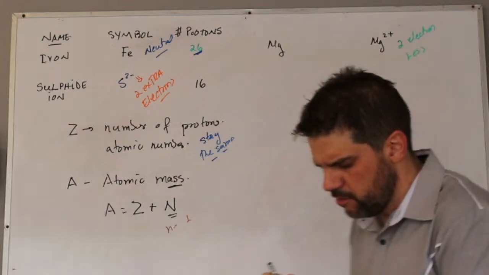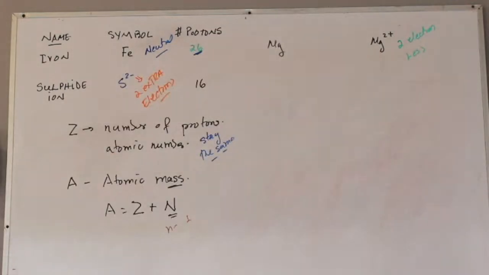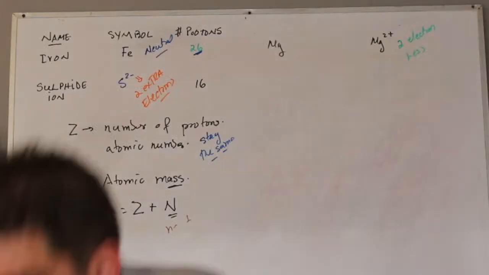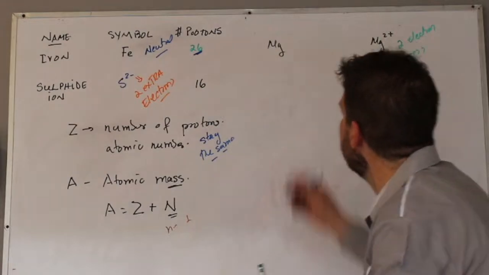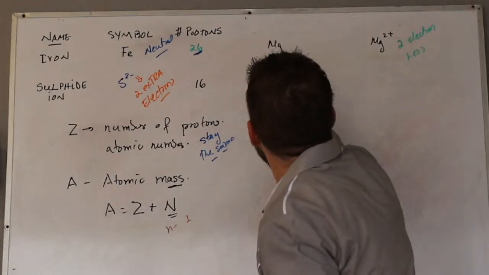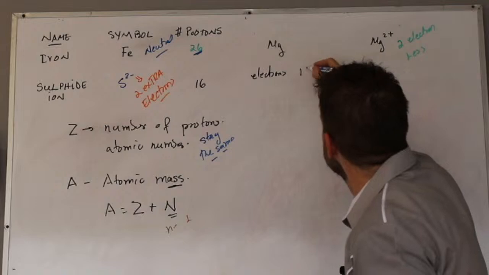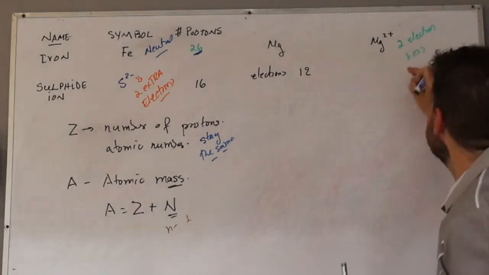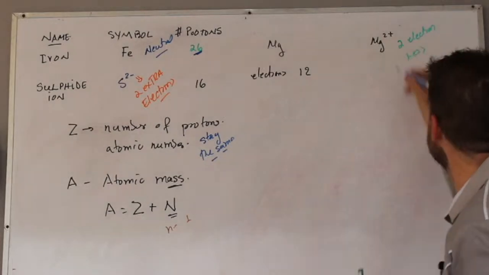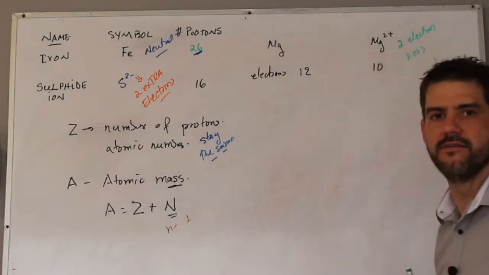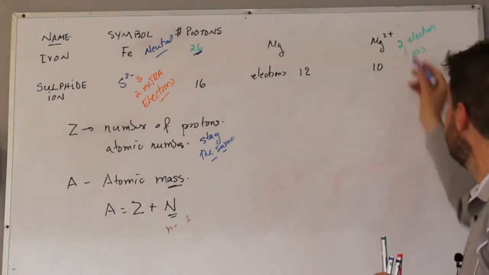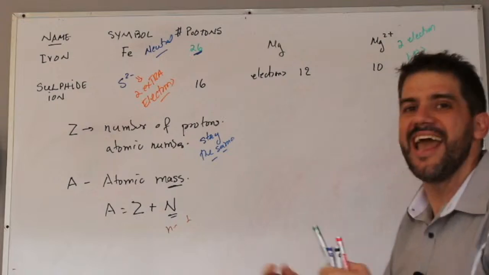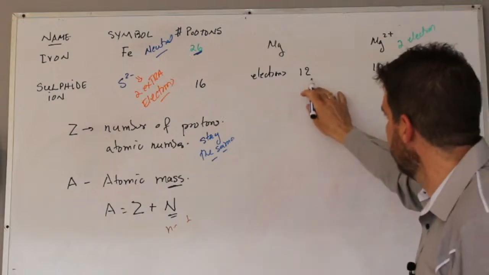So magnesium is number, I have forgotten the number of magnesium I said. I said magnesium was number 12. There we go, 12. So how many electrons does magnesium have? 12. But this one doesn't have 12 because it gave 2 electrons away. So this one has 10. Do you understand? So if it's positive, you take electrons. If it's negative, you add electrons. All right, so 12, 12.